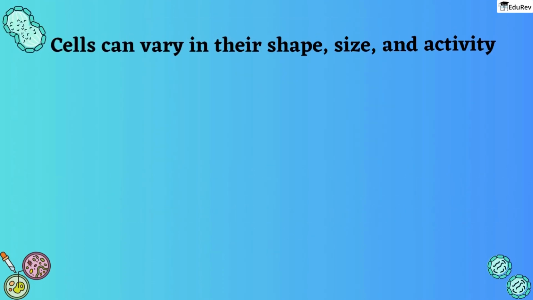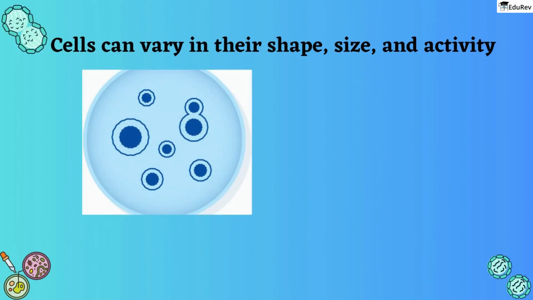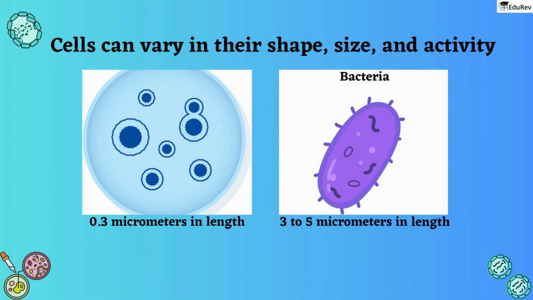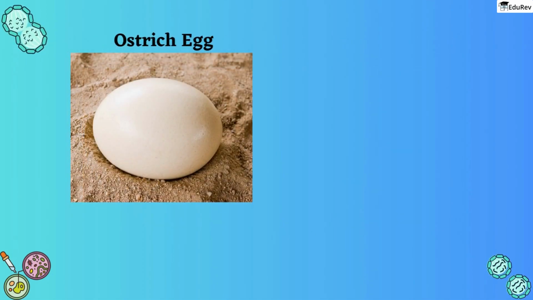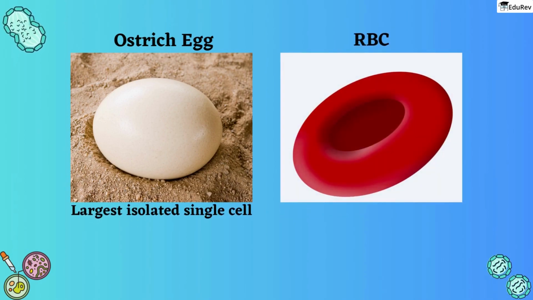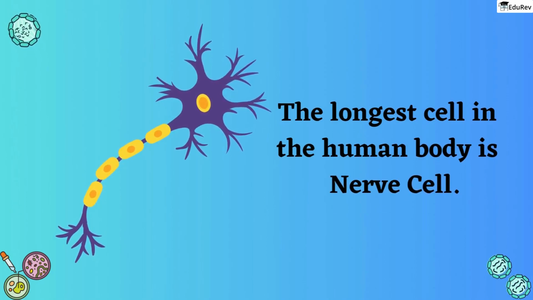Different cells can vary in their shape, size, and activity. For instance, Mycoplasma is the smallest cell, measuring only 0.3 micrometers in length, while bacteria can range from 3 to 5 micrometers in length. The ostrich egg is known as the largest isolated single cell, whereas red blood cells have a diameter of about 7.0 micrometers. The longest cell in the human body is considered to be a nerve cell.